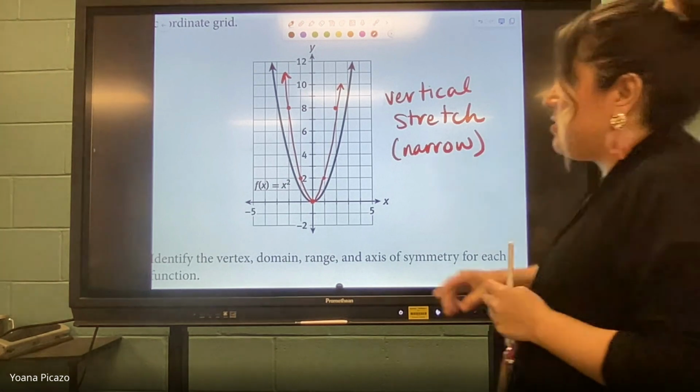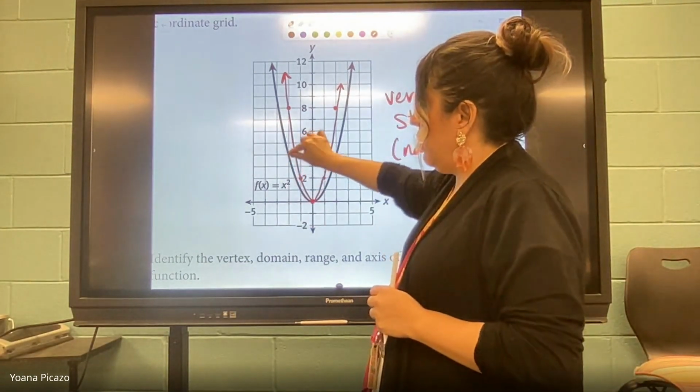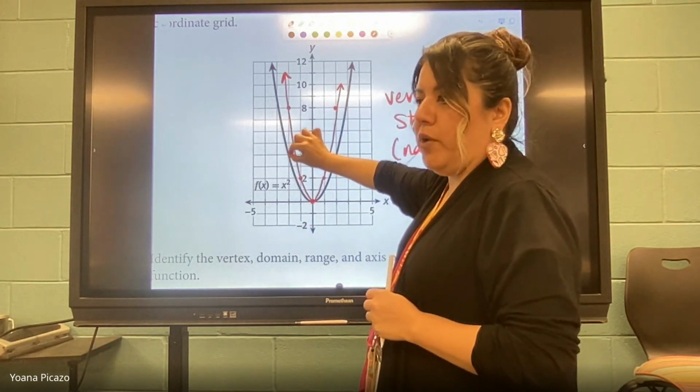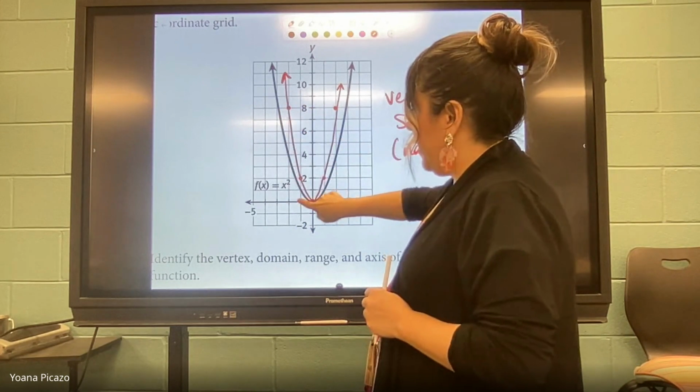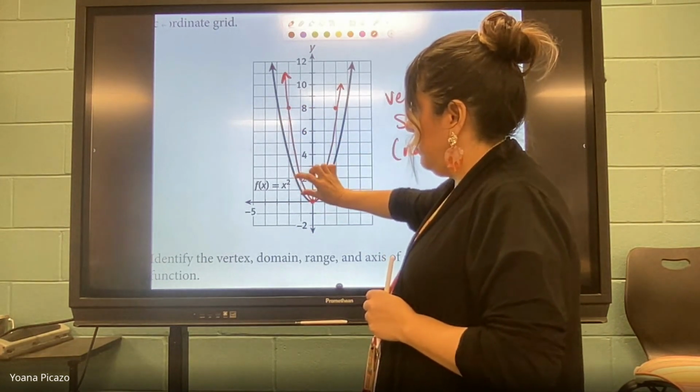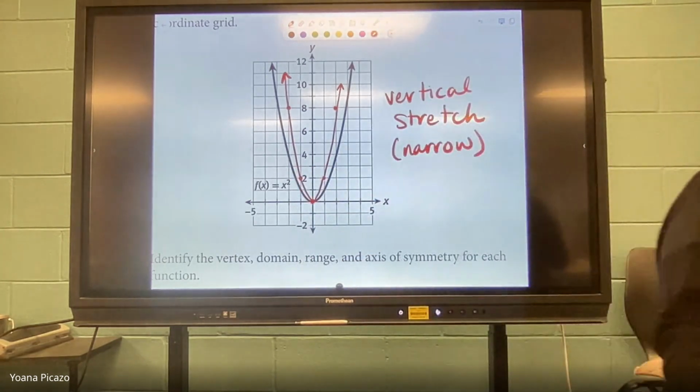And it should make sense. The original point here was at -2, 4. We took this point and we doubled it, 8. This point right here was at -1, 1. What is that double? 2. Okay. So that is what we call a vertical stretch.